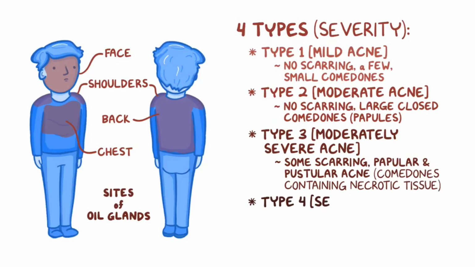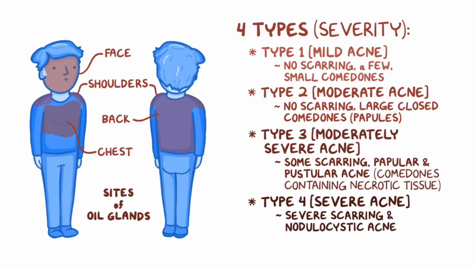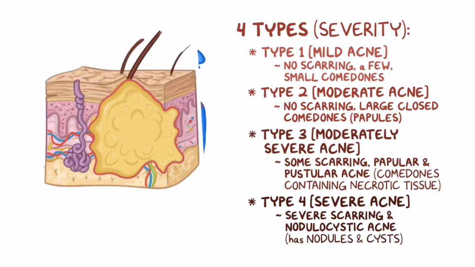In type 4 or severe acne, there's severe scarring and nodulocystic acne, which has firm lumps called nodules, and cysts, which are fluid-filled cavities in the skin. Nodulocystic acne invades deeper into the dermis, forming interconnecting abscesses.